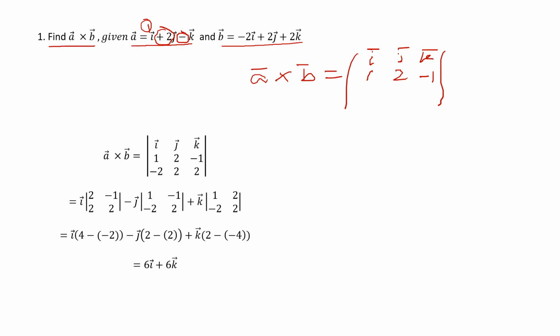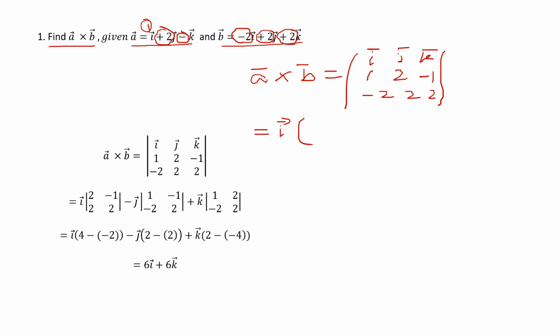Similarly, consider the second vector and take all the coefficients. So we have minus 2, plus 2 and plus 2. So let me write minus 2, plus 2 and plus 2 here. Now we need to expand this matrix. So we have i vector.